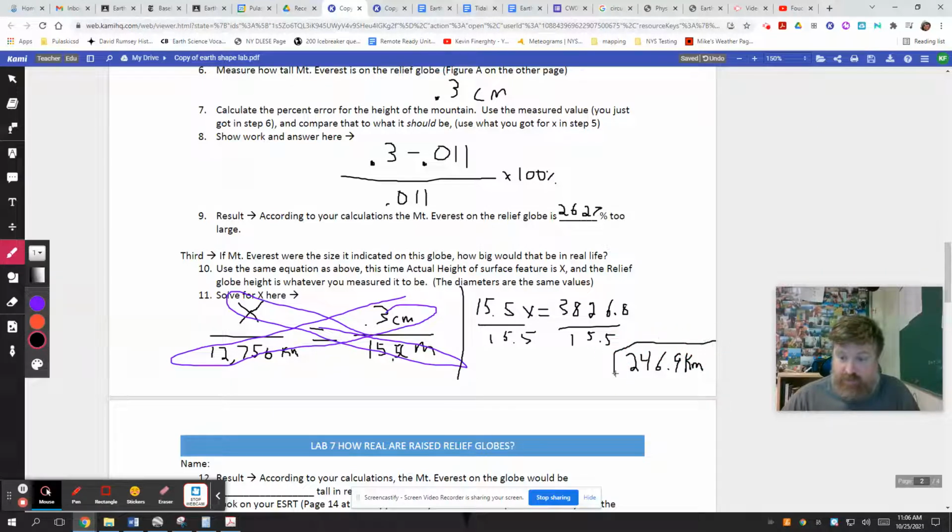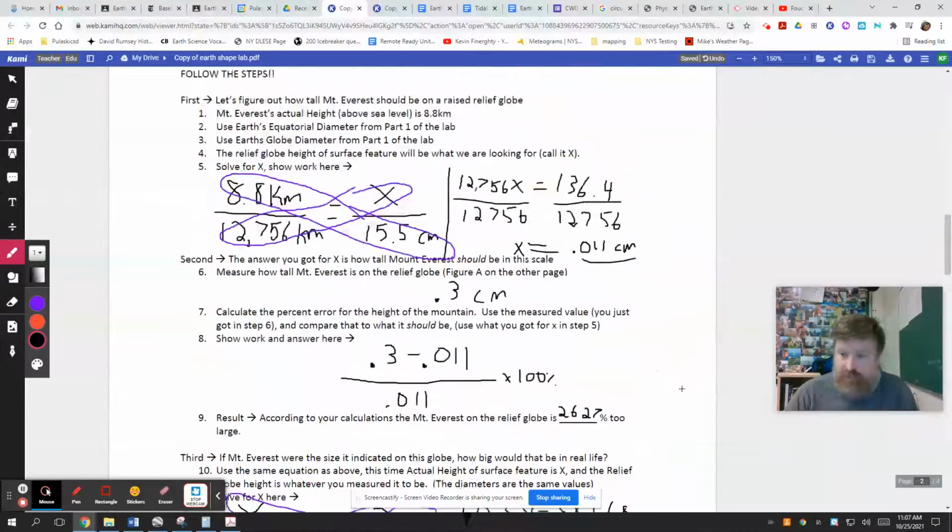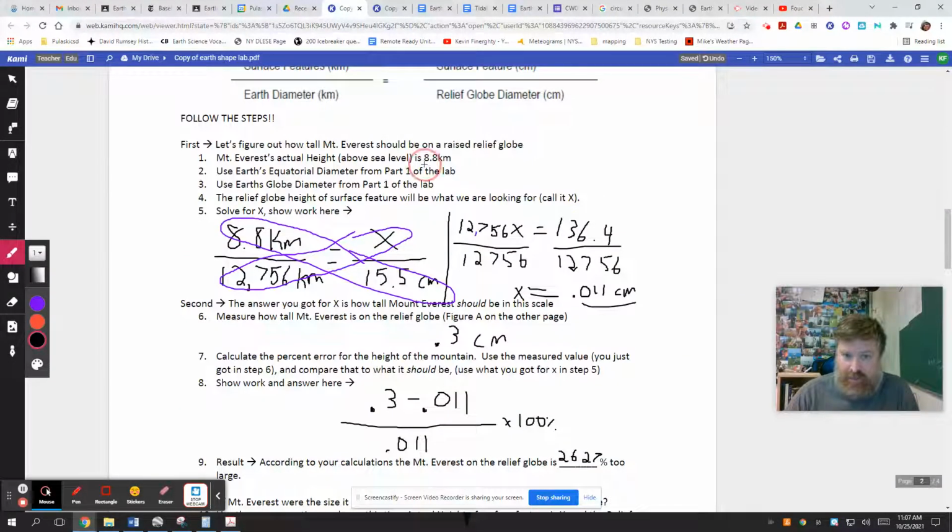If we got lost in the weeds, what this is telling us is that if a relief globe has a mountain that's 0.3 centimeters tall and I blew that relief globe up to the size of the Earth, it would be 246.9 kilometers tall. That's how tall that mountain would be. Now, Mount Everest is huge. People get killed climbing it all the time. And in real life, it's 8.8 kilometers high.